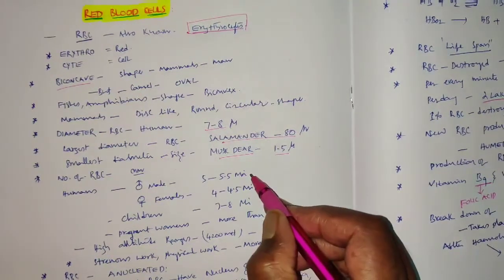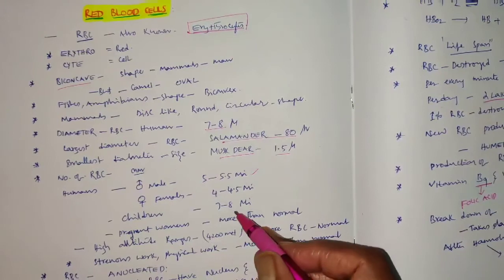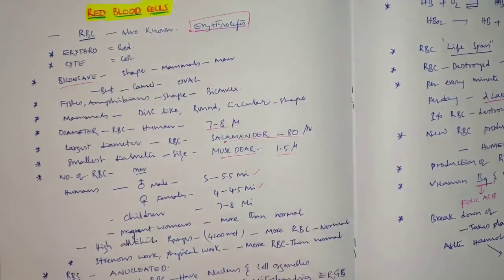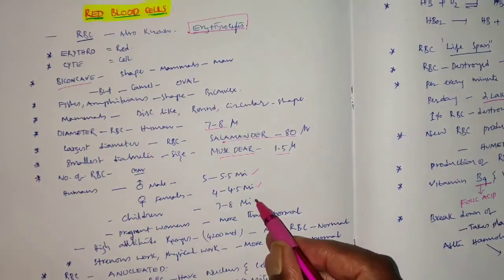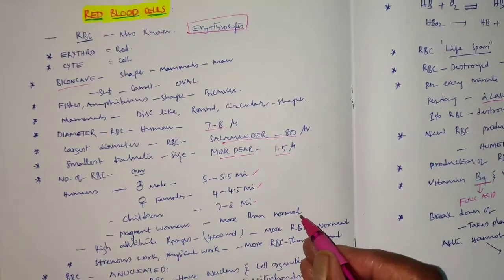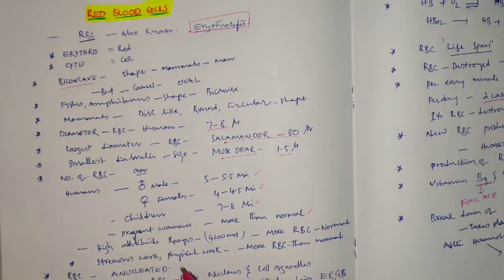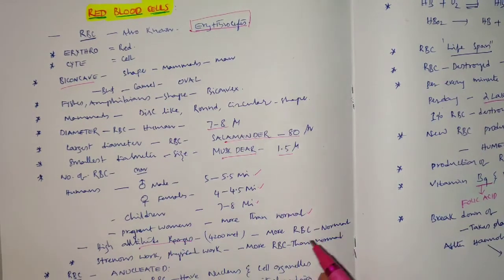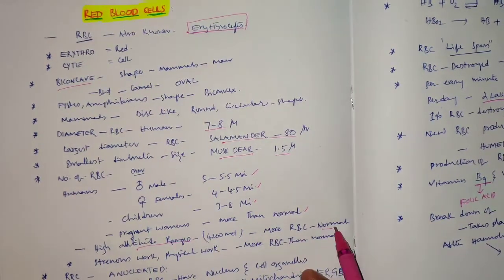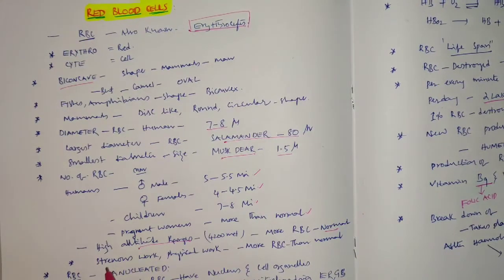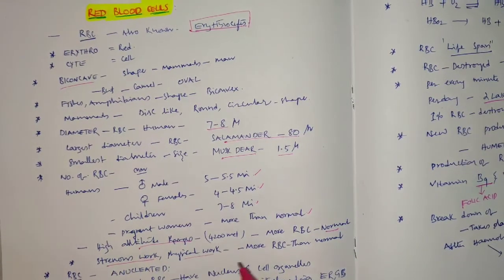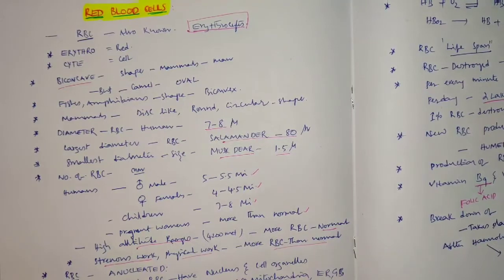The number is 5 to 5.5 million in males, 4 to 4.5 million in females, and 7 to 8 million in children. In pregnant women, it is more than normal. In people who live at high altitudes, it is usually more than in normal persons. And people who do strenuous physical work usually have a higher number of RBCs.